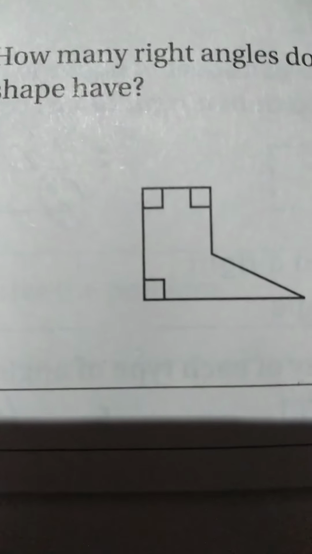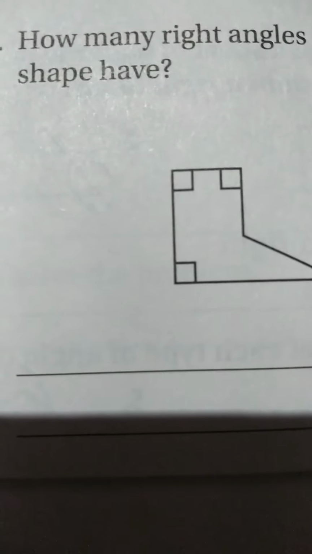All right, number 2. How many right angles does this shape have? Boom. What do you got for me? 3, right? 1, 2, 3. This one over here, that's less than a right angle. So this one has 3 right. So number 2, where's number 2? Number 2. 3, put R for right, 3 right.